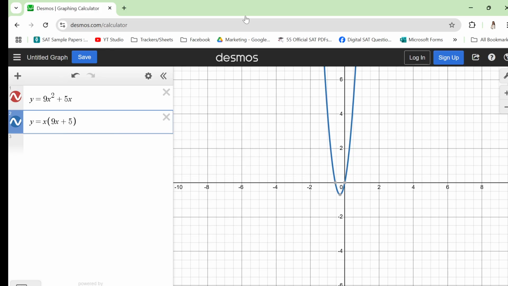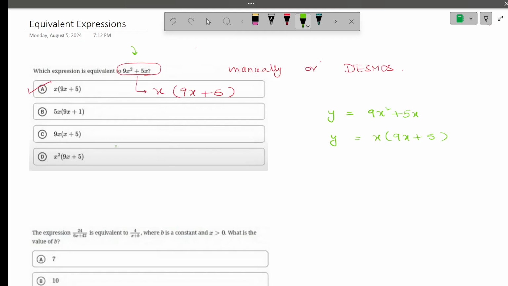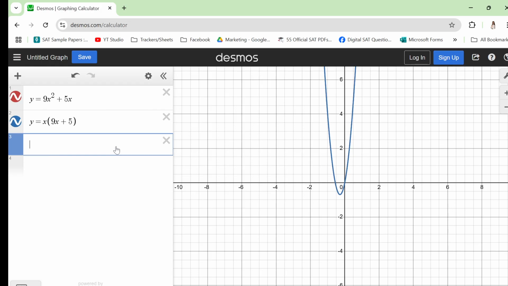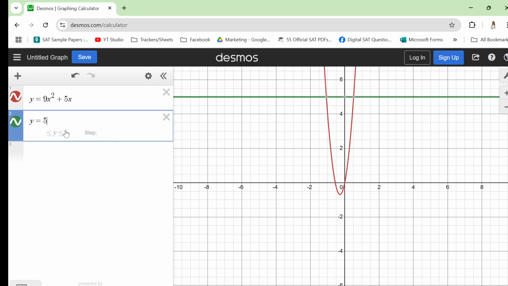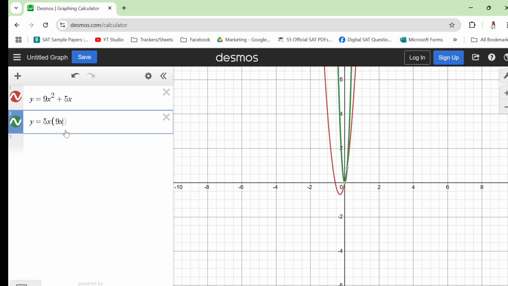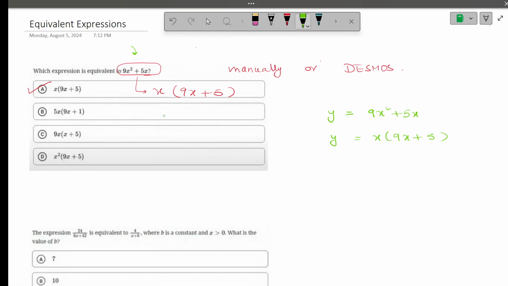So answer choice A is correct, and you should see that if you plot answer choice B or any other answer choice, it will not superimpose the red graph. So I'm removing answer choice A. Now let's plot answer choice B. y is equal to 5x times 9x plus 1. Now you see, the graph of answer choice B has not replaced the red graph. That means they are not the same. So in this question, we were lucky that the correct answer was answer choice A.